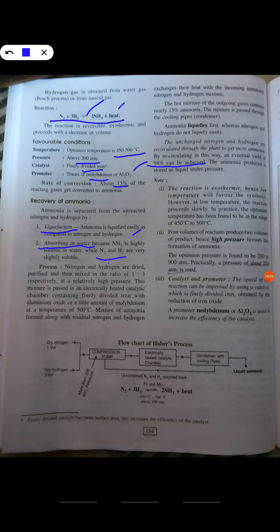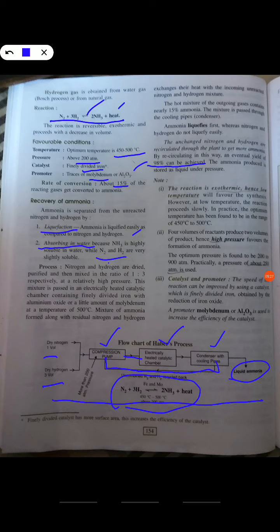Okay. Now this is the flow chart for the process. What we did there: 1 volume of nitrogen, 3 volumes of hydrogen. It goes to the compression pump. Then it goes to the catalytic chamber where this particular reaction takes place. From the catalytic chamber it goes to the condenser pipe. We can collect ammonia here, and the leftover nitrogen and hydrogen is recirculated back to the compression pump, from where it goes again to the catalytic chamber.